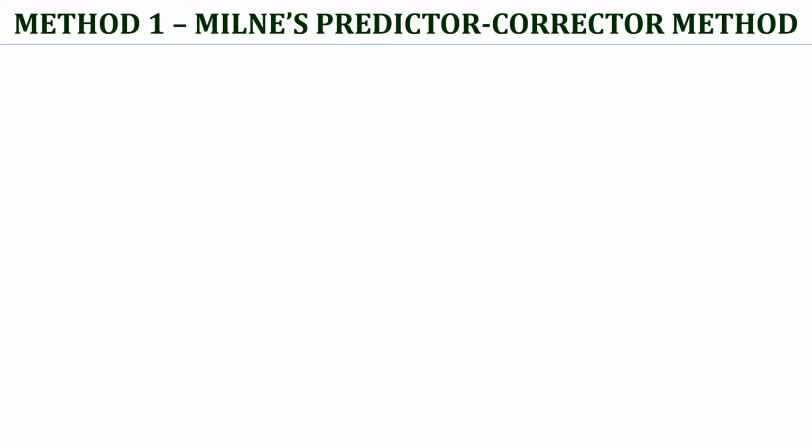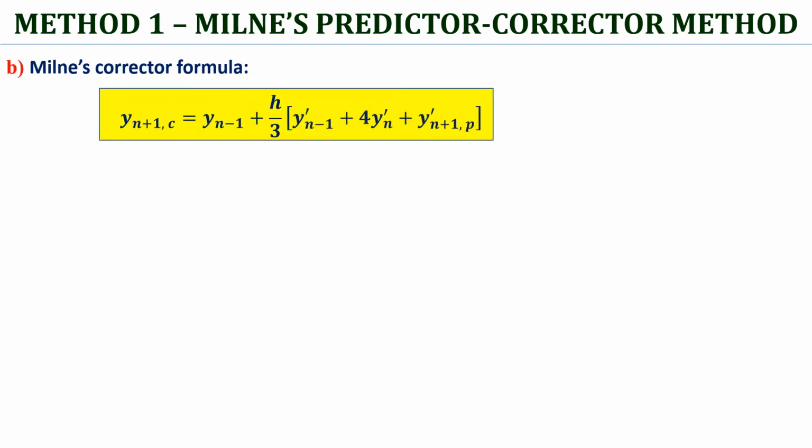Let me now explain the Milne's corrector formula. Let me write the formula first. See, the C here implies it's a corrector formula, and as I said, I want y4c, so I should put n equal to 3, as you can guess. So what is y4c here? Let us substitute n equal to 3. It is y2 plus h by 3 times, y2 dash plus 4 times y3 dash plus y4p dash. Now you tell me what each of them mean.